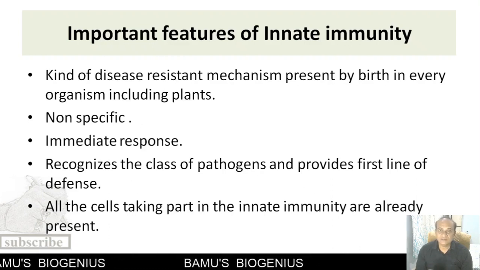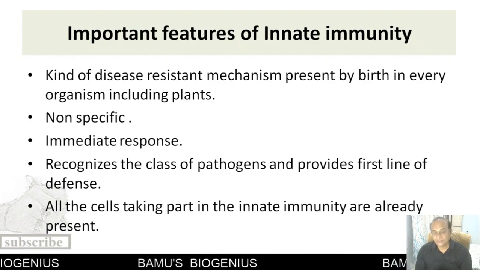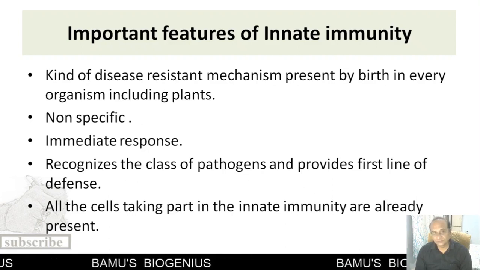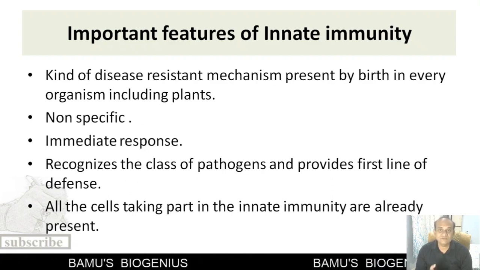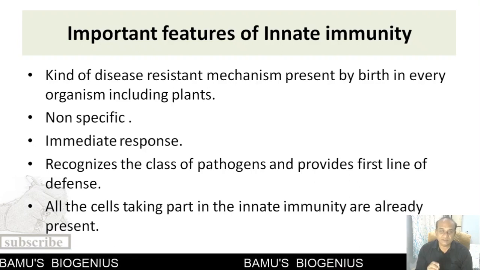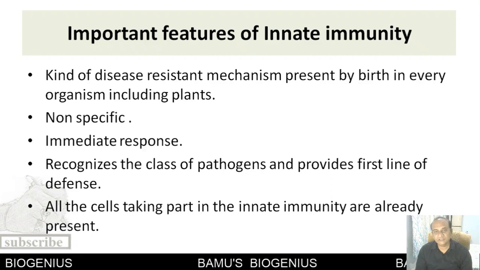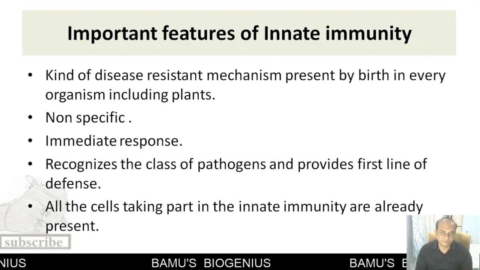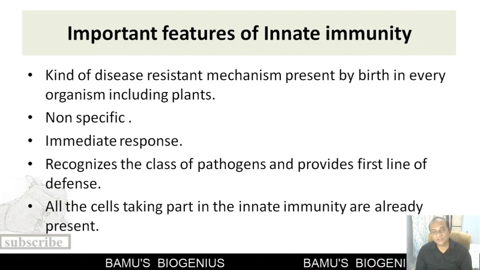It acts against classes of microbes, whether bacteria, viruses or protozoans. So this is considered the first line of defense against any kind of pathogen. The last feature is that the cells taking part in innate immunity are already present in our body. So all these are the important features of innate immunity.